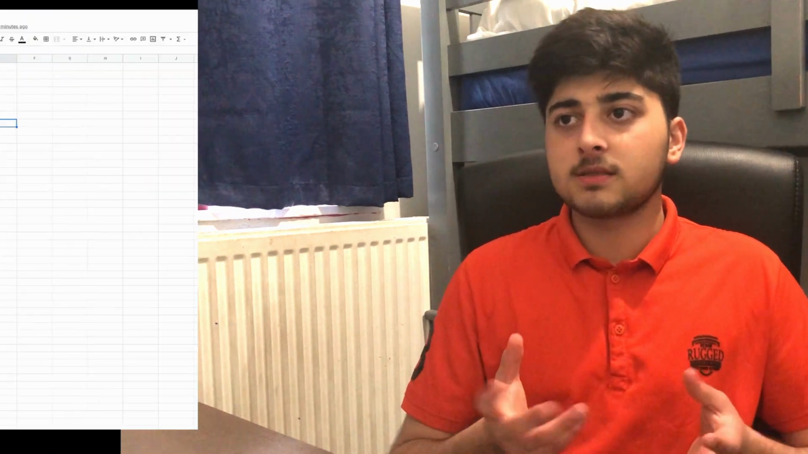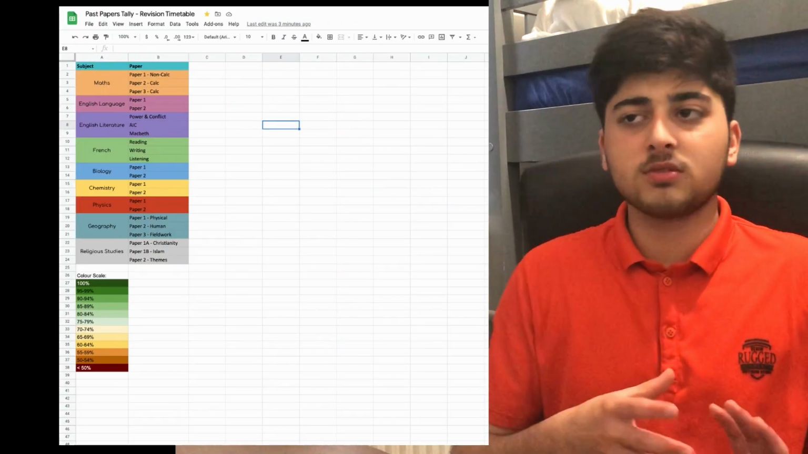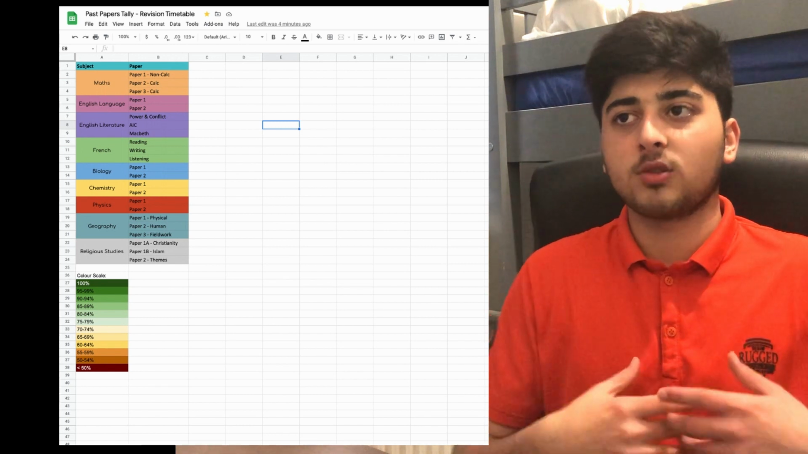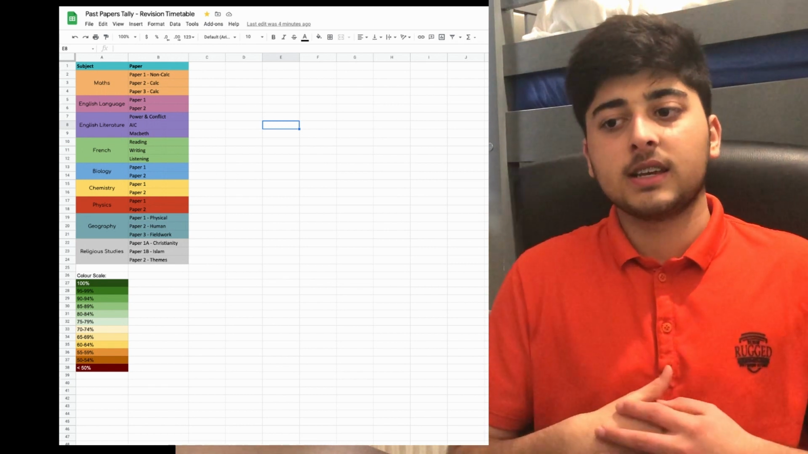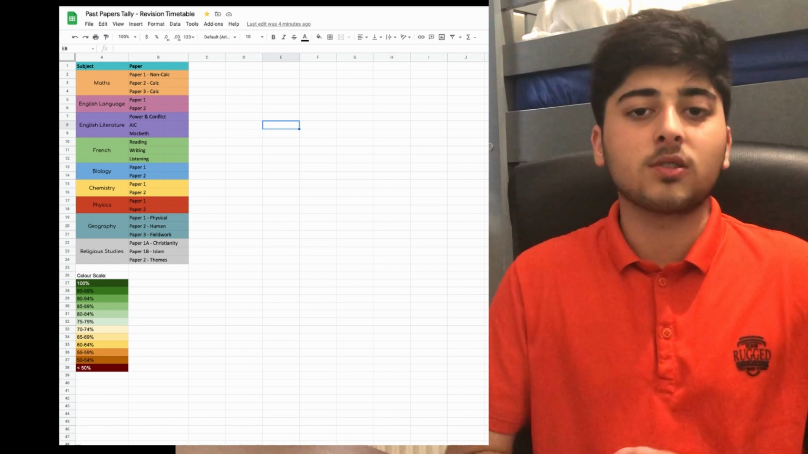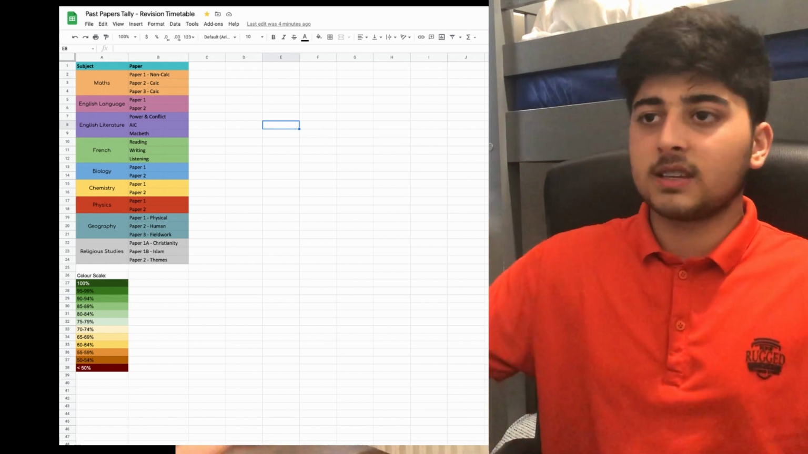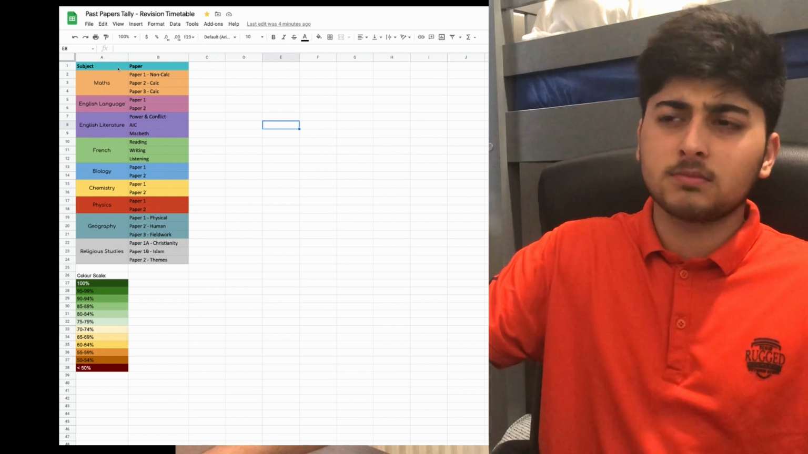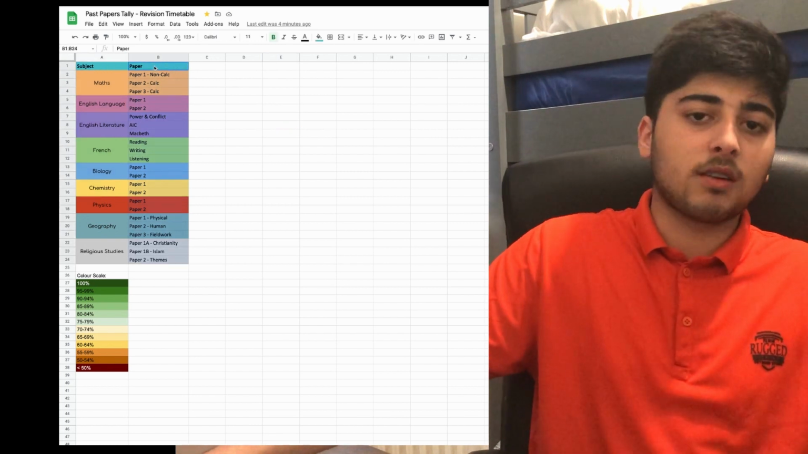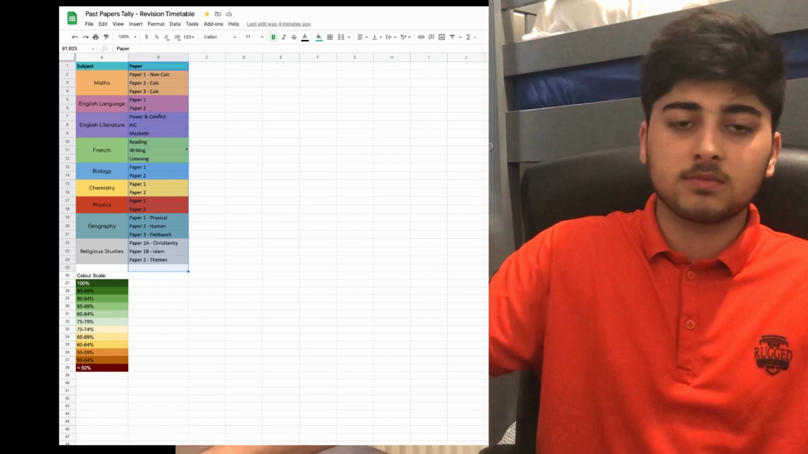Okay, so here is my revision timetable. I wouldn't really call it a revision timetable. I think it's better if I call it a past papers tally, because it's more for just seeing exactly which past papers I'm doing and how well I'm doing on them. So I've got on the left here my different subjects, and I've got next to them all the different papers that there are for each of the different subjects.